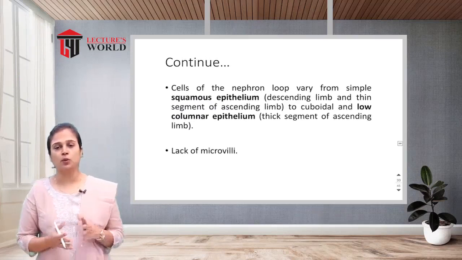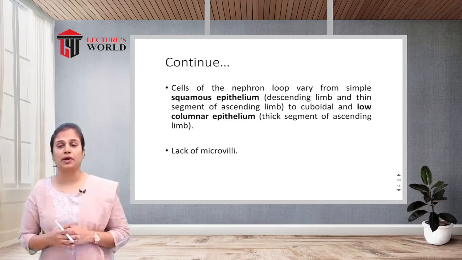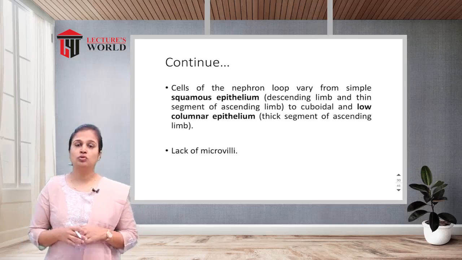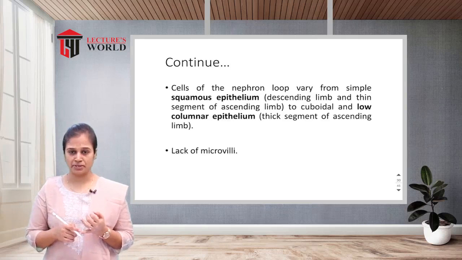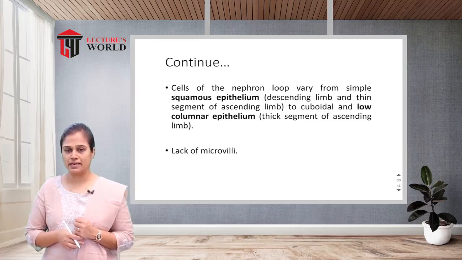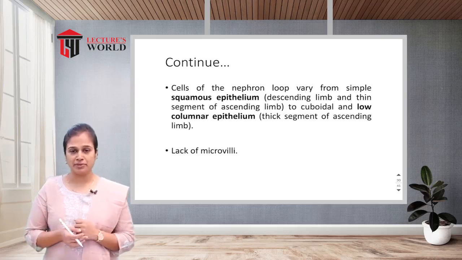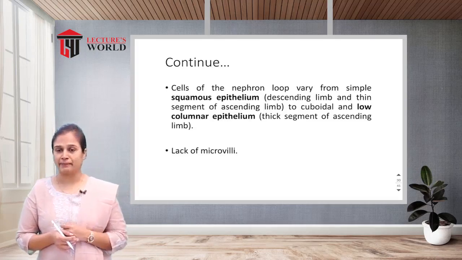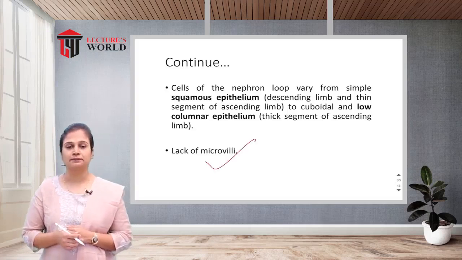The cells of the nephron loop vary from simple squamous epithelium, which is present in the descending limb and thin segment of the ascending limb, to cuboidal and low columnar epithelium. So in nephrons, different types of cells are present. First is the simple squamous epithelium, in the descending limb and the thin segment of the ascending limb. There are cuboidal cells and low columnar epithelium in the thick segment of the ascending limb. But over here, there is a lack of microvilli.